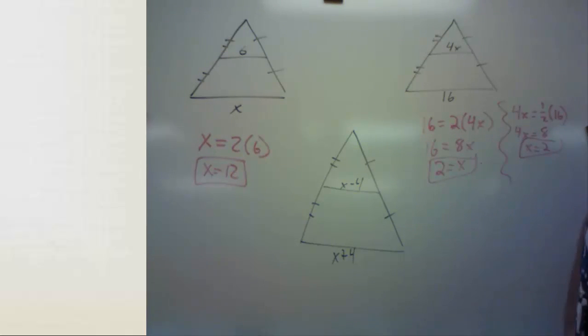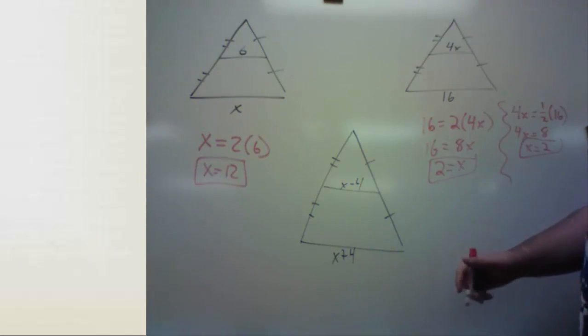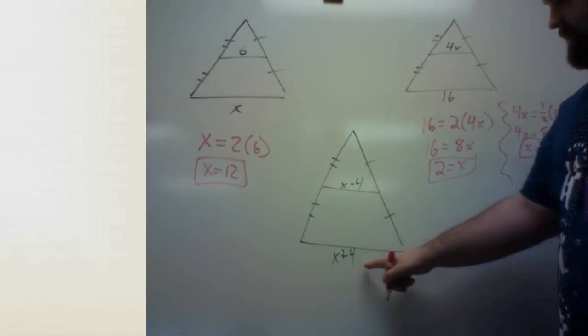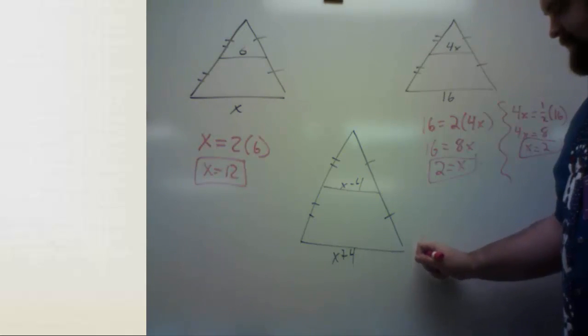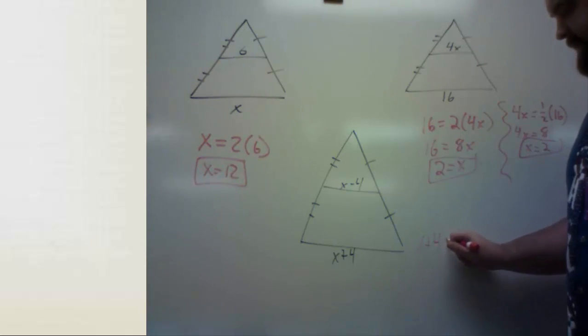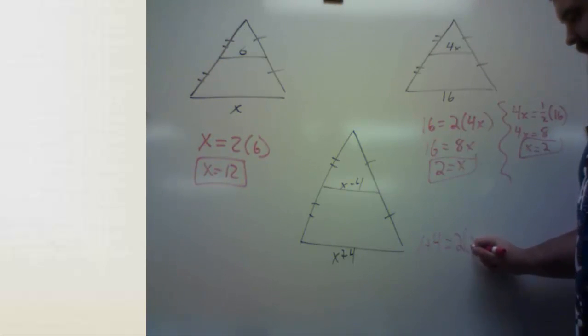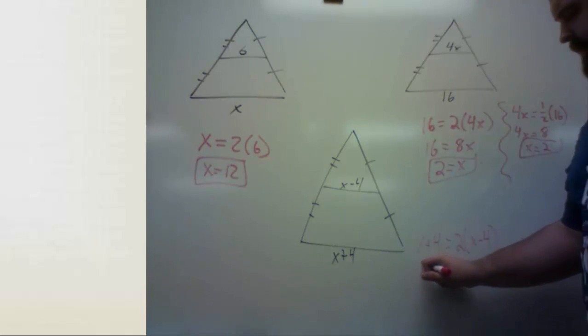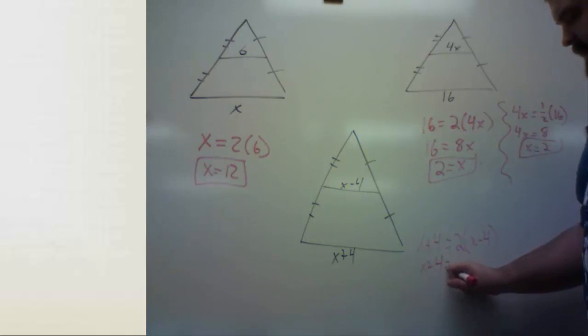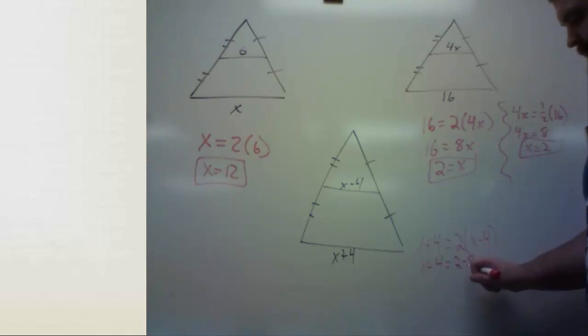The last problem here, it might look difficult. But again, if I'm just using this method here, what I look at is this bottom length has to be double that length. So x plus 4 has to be double x minus 4. Make sure you include parentheses, otherwise you get a wrong answer. So I get x plus 4 equals 2x minus 8.